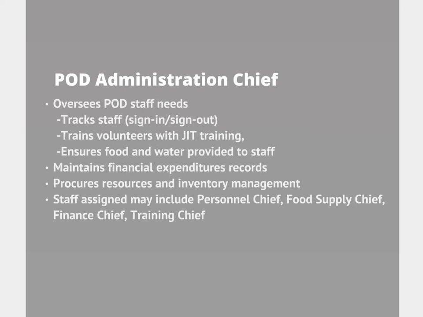Volunteers arriving at the pod will be given orientation training, which is called just-in-time training, or JIT for short. This is done verbally, but visual aids can be used to explain the following: what the scenario is, the pod layout, entrances and exits, work shifts, breaks, and specific job functions that are required. The administration chief will also maintain records for any purchases of material supplies that might be required at the pod. This includes providing food and water to all support staff.